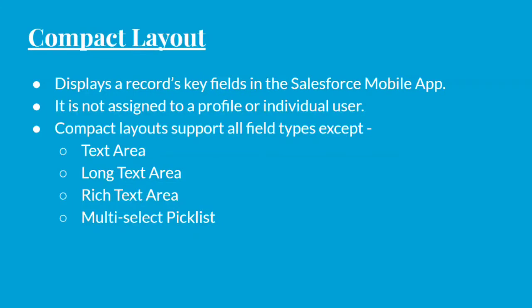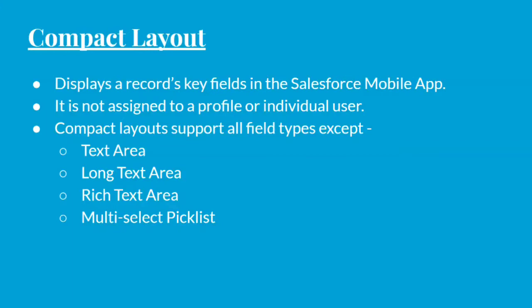So those kinds of field types are your text area, long text area, rich text area, and multi-select picklist. These are some of the field types which are not supported by your compact layout. Other than that, all other field type data you can display on the compact layout, but it should be designed in such a way to keep in context that we are going to use it on mobile.